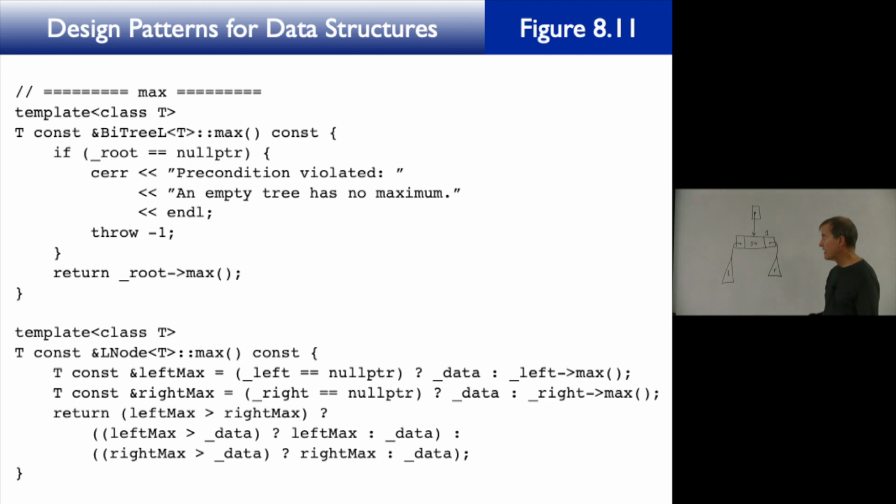Now, figure 8.11 is a little code walkthrough. This is max, which returns the maximum. I think we demoed this, maybe not; it might be in the supplementary demo one. In order for a tree to have a max, it can't be empty. So the root version of max checks to see if root equals null pointer. If it is, it violates the precondition, and so it implements the precondition. Otherwise, it calls the node version of max. Now watch this.